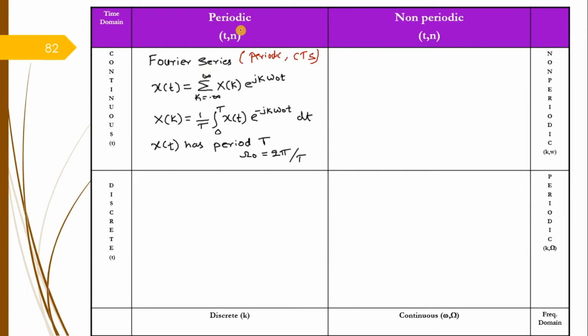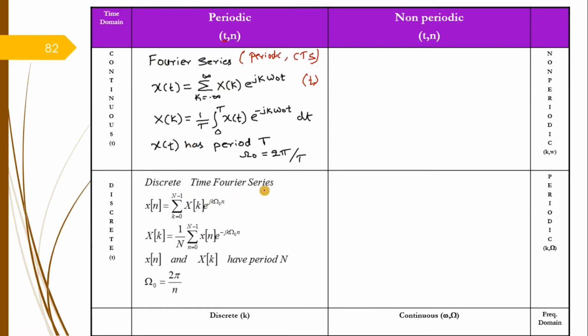For a periodic signal in continuous time, the independent variable is t. Let me write it here: this is the independent variable t. Similarly, for a discrete time periodic signal, we have the discrete time Fourier series, DTFS. And what is the independent variable here? It is n. So these things you should keep in your mind: t here, and n here.